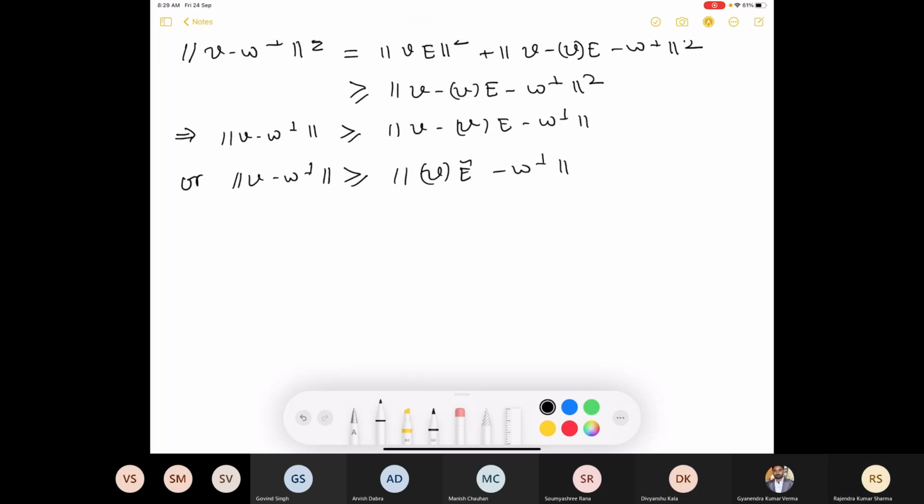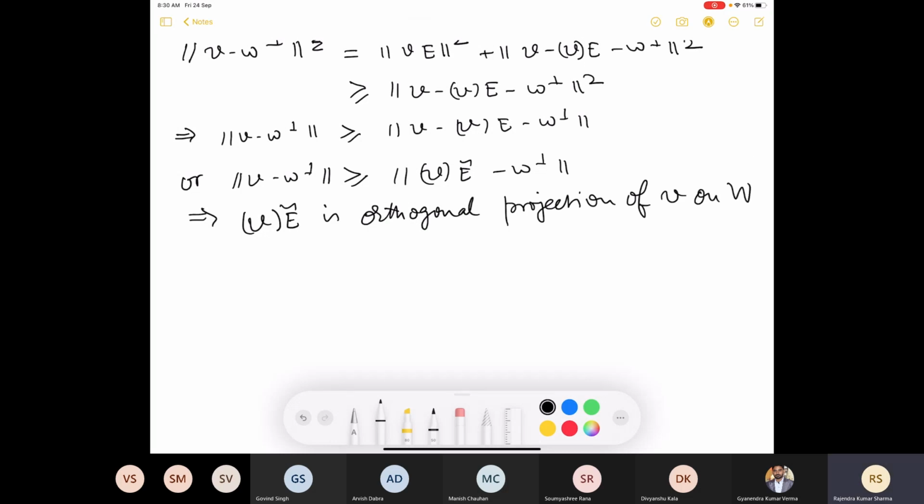So this is the equivalent thing to say that VE tilde is the orthogonal projection of V on, as this is happening for every W, orthogonal in W. So once again, we have proved the same thing, that if E is the orthogonal projection of V onto W, then E tilde is the orthogonal projection of V onto W.